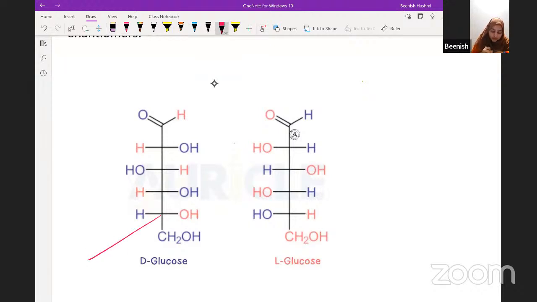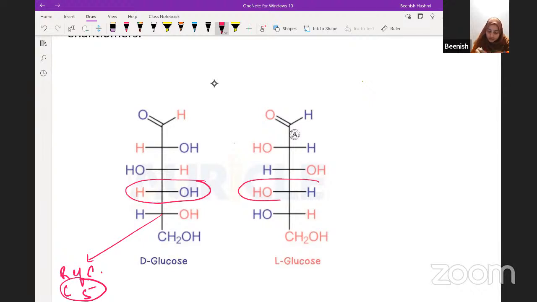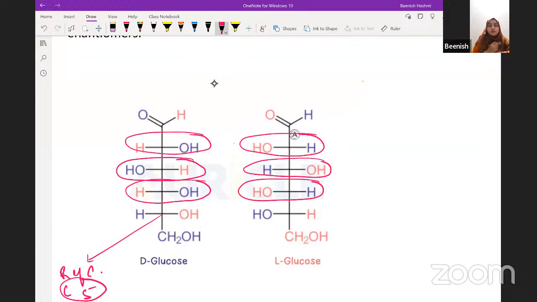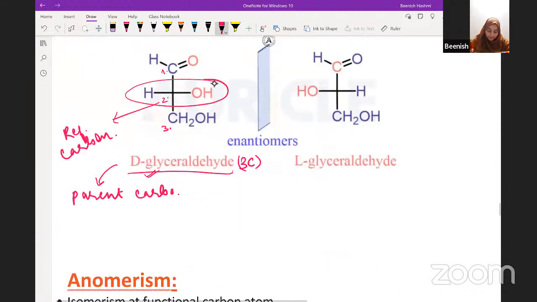Like you can see, this is considered the reference carbon, that is C5. Your C5 is considered the reference carbon or penultimate carbon. But you can see there is an orientation difference even in carbon 4, even in carbon 3, and even in carbon 2. So although there is a difference in orientation of hydroxyl and hydrogen in carbon 2, 3, 4 as well, in the definition we just say that there is a difference in orientation of hydroxyl and hydrogen in the reference carbon.